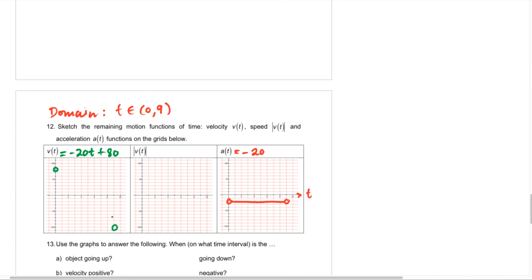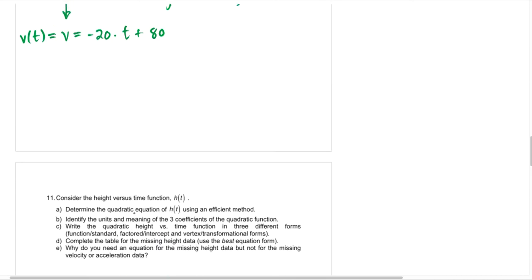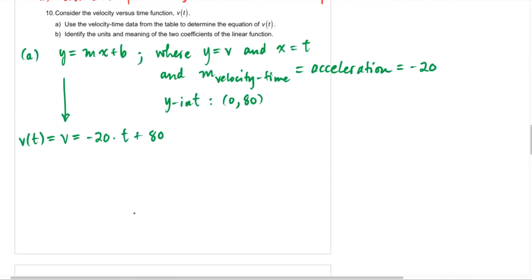And if you confirm with the table of values, we had that -100 in the table of values at 9 seconds. We can also find the time intercept here if we substitute velocity on the left with 0, and we end up getting t is equal to 4. So just to make sure that the graph is reasonably accurate, we can plot that. Again, this is time measured along the horizontal axis in seconds. And then we can go back up. Part B of this question says to identify the meaning, the units and the meaning of the two coefficients. So the coefficients are, as we said, the m represents the acceleration, and the b represents the initial velocity.